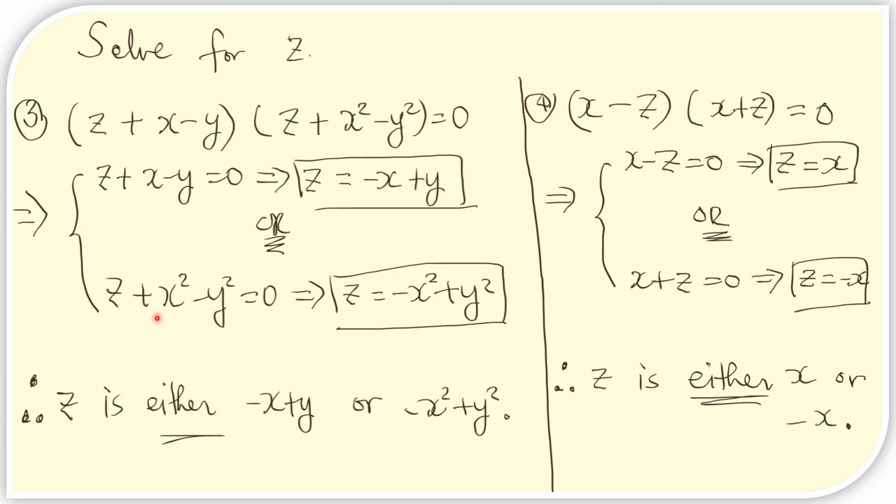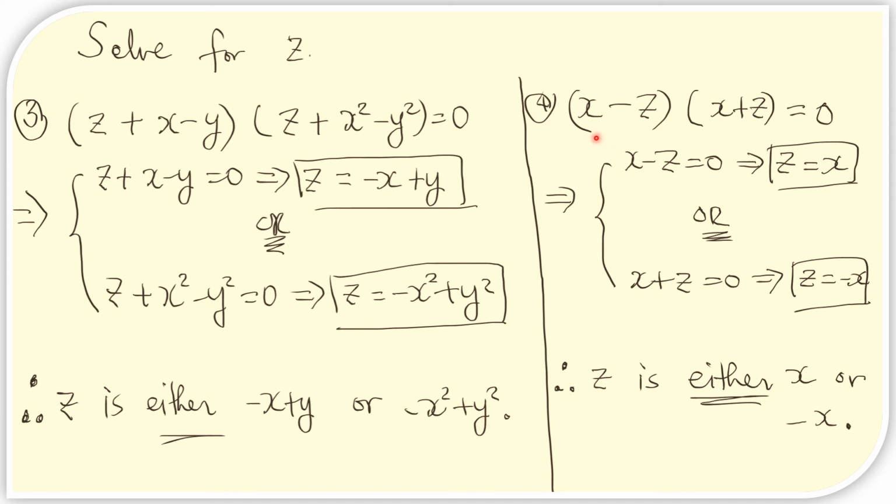We do the same for this solution. Again, we add y squared to both sides so that this y squared here will be gone. And then we subtract x squared from both sides so that this x squared will be gone. Finally, we will be left with z on this side of the equation. And on this side of the equation, we have z equals minus x squared plus y squared. Therefore, z is either negative x plus y or minus x squared plus y squared.